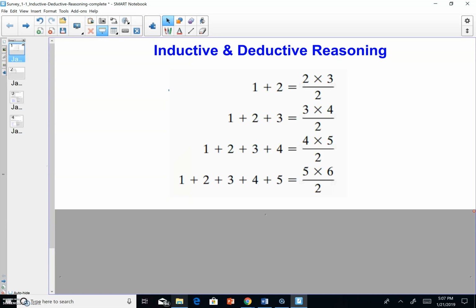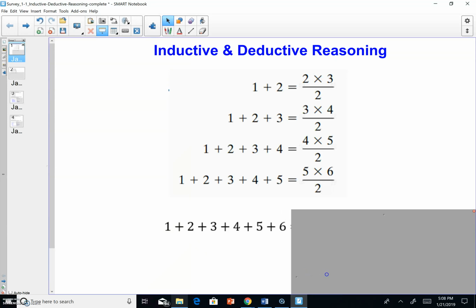On the left-hand side, we start with 1 plus 2. The next one goes 1, 2, and then 3. And then the next line is 1, 2, 3, 4. So it looks like we're just kind of adding the next number. What about the next line? Sure enough, 1, 2, 3, 4, 5. Makes sense then that the next line would be, you guessed it, 1 plus 2 plus 3 plus 4 plus 5 plus 6. Okay, now what's it going to equal?